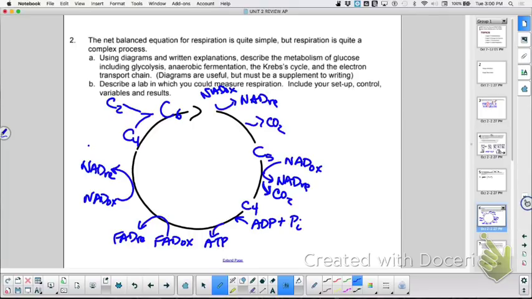Okay. Then it says describe a lab in which you could measure respiration. Do we have a lab where we would measure respiration? No. We didn't do one. I will teach you one just for the AP exam as we start reviewing, but I'm not going to go over that today because you don't need to know it right now and you're not that interested. But when you think about it later, you're going to want to know it for the AP exam, and I will go over that with you. Okay? All right. Another question.